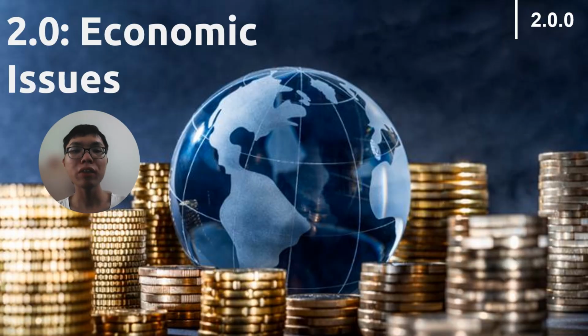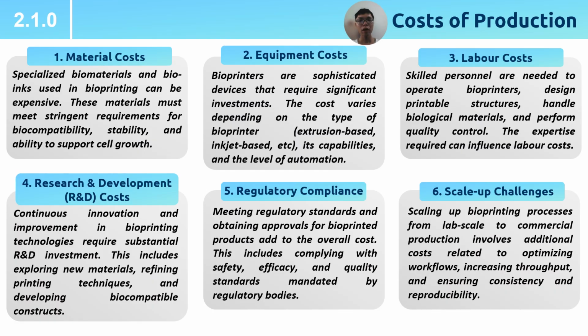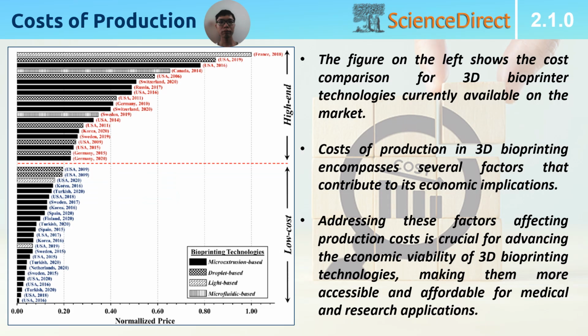Moving on to one of the major parts of our slides presentation, which is section 2.0, economic issues. Cost of production, being one of the economic issues, is found to be influenced by several factors. This includes the material costs, equipment costs, labor costs, research and development costs, regulatory compliance, and lastly, scale-up challenges. The figure shows the cost comparison for 3D bioprinting technologies currently available on the market.